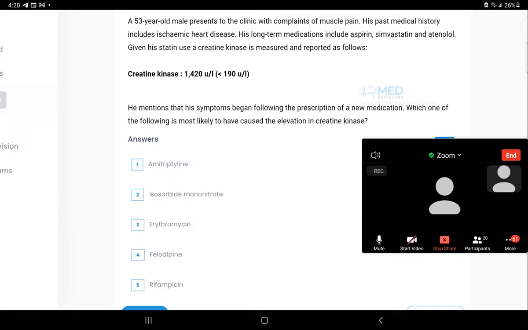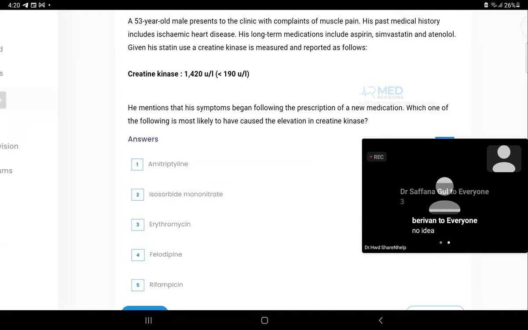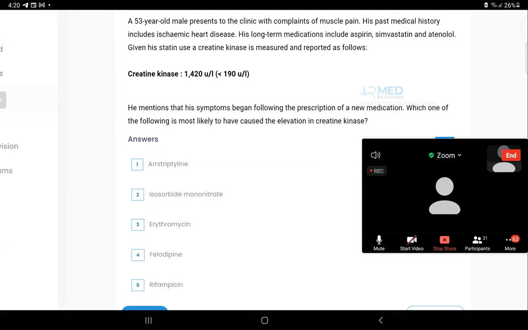Okay, amitriptyline, can it cause elevated creatine kinase? Rhabdomyolysis? Okay, no idea, fine. All right, okay. Isosorbide mononitrate? Have you ever heard of that? Can it cause elevation in creatine kinase?